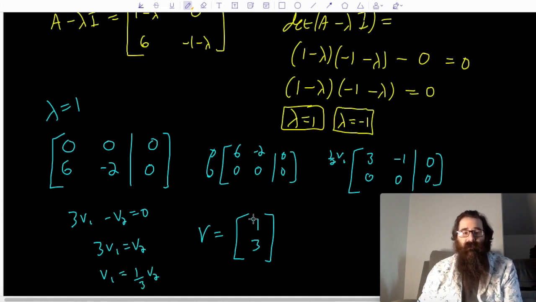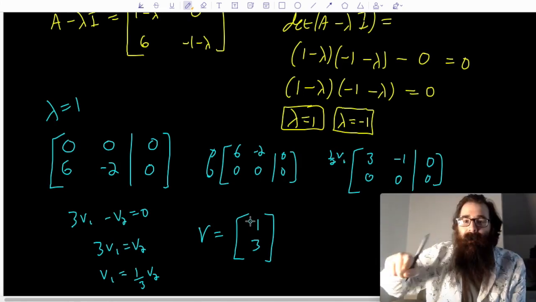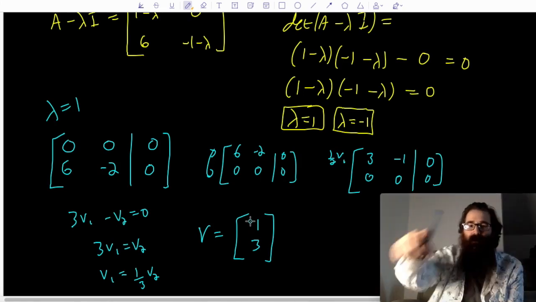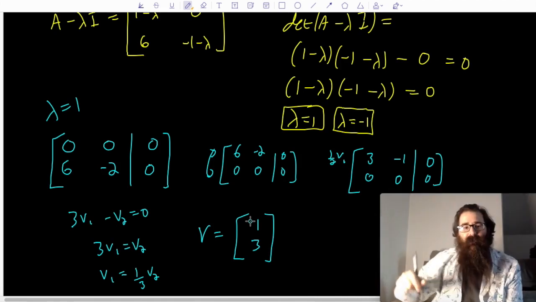Try to get these to look as nice as possible. Can they stay as fractions? Yeah, of course. Do I want to do that? No. Make them look nice. If your eigenvectors don't look as nice as they possibly could, you're doing it wrong. Make the eigenvectors look beautiful. They have feelings too.